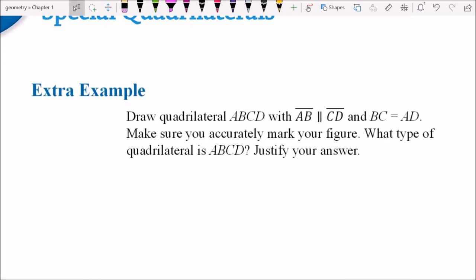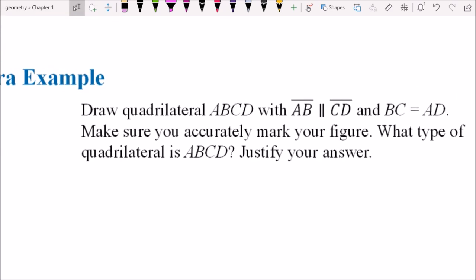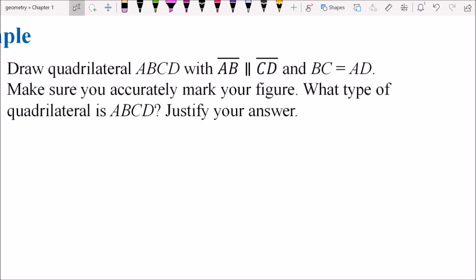To end today's video, I want to invite you to try a question. So here is that question now. Draw a quadrilateral ABCD such that AB is parallel to CD with BC equal to AD. Those are side lengths, by the way. Make sure you accurately mark your figure. What type of quadrilateral did you draw?